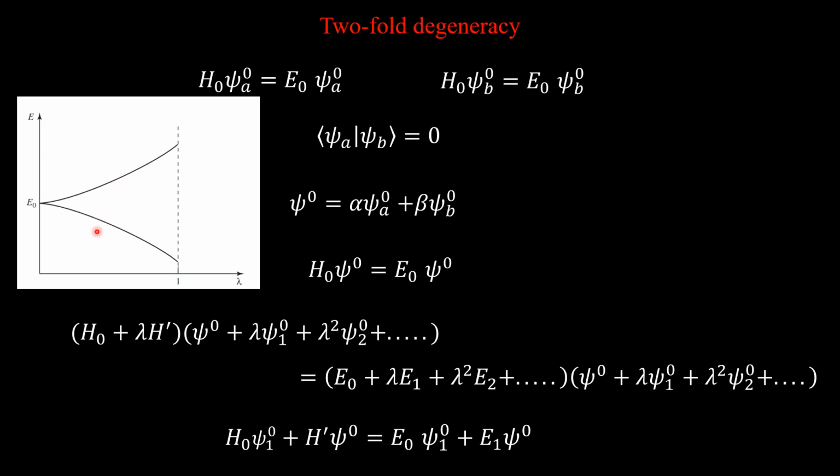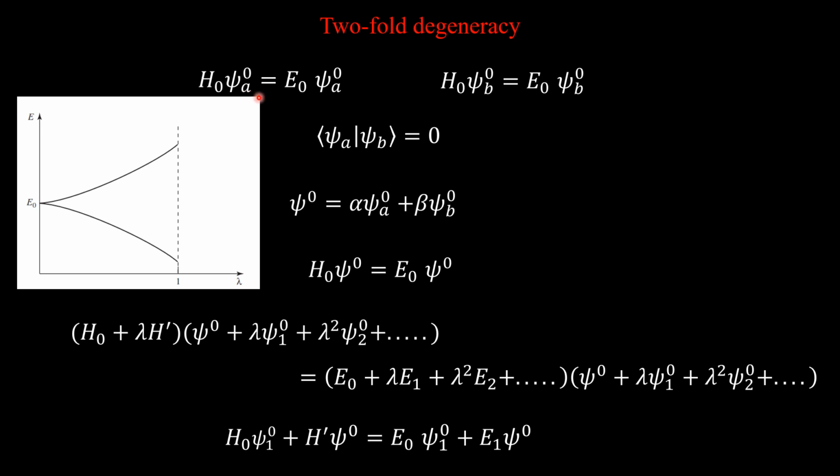We have seen in the case of the Zeeman effect, the magnetic field will split the spectral line into two. Initially, without any perturbation, this energy level is the same, that is, the same energy for two different states. If you apply the magnetic field, it will get split into two. Then if you remove the magnetic field, it will become one again.